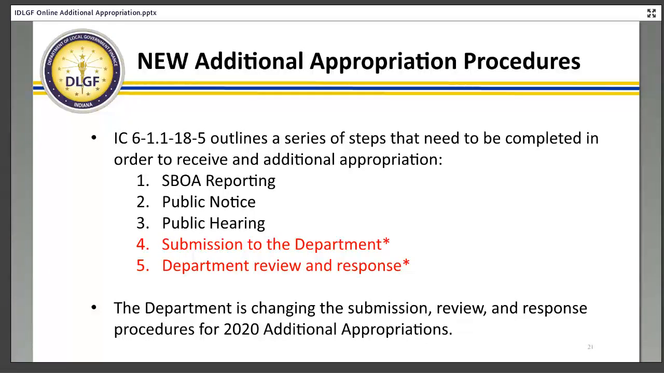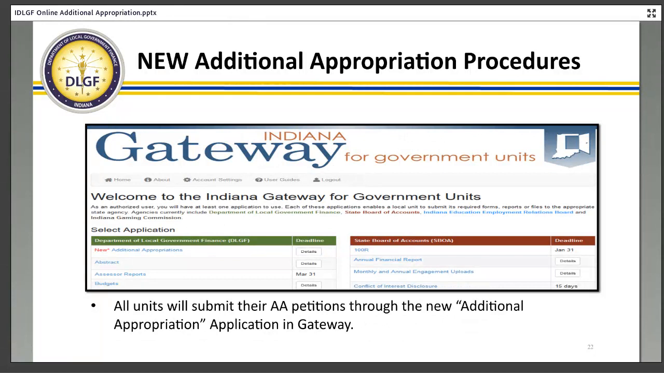For 2020, the department is changing the submission, review, and response procedures for additional appropriations. Like we discussed on the prior slide, the State Board of Accounts reporting, the public notice and the public hearing steps are unchanged and still need to be completed in order for additional appropriation to be received or approved. The only change we're looking at making in 2020 deals with how you'll submit to us, how we'll review it, and then ultimately how we'll respond to any additional appropriation requests that we receive.